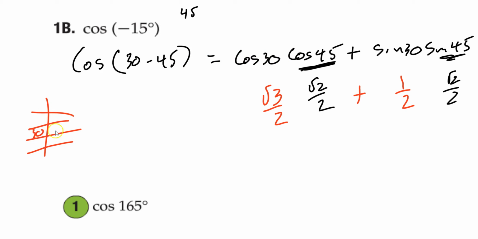30 is right here. Sine will be 1/2. Cosine will be rad 3 over 2. If you do a triangle, 30 is the small side, it gets to 1. Hypotenuse is always 2, and this is rad 3. So the way you do it, you're going to get these values.